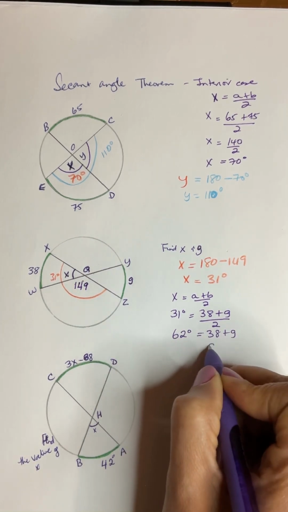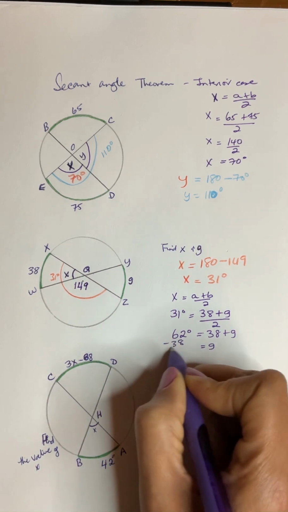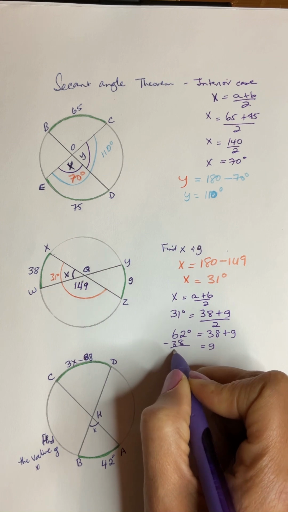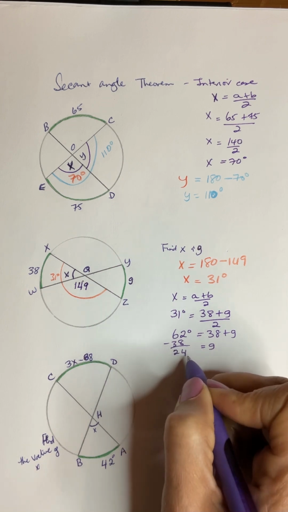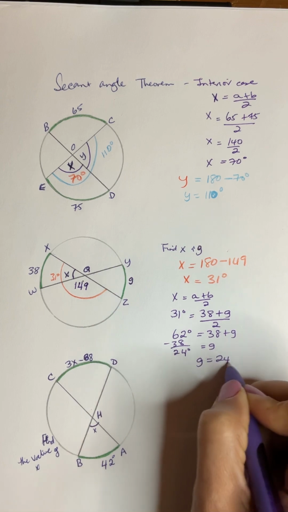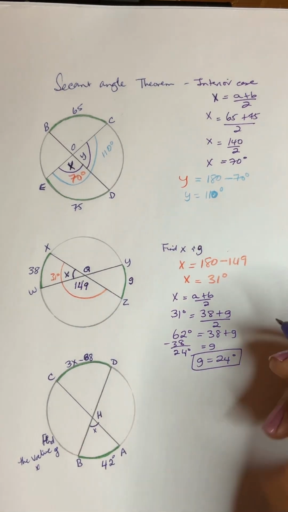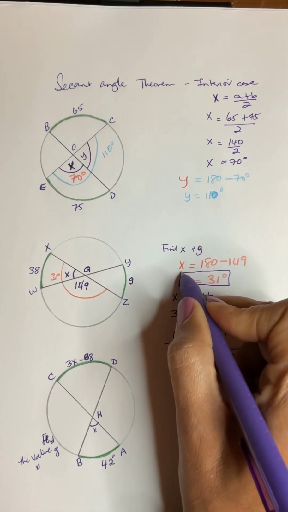We have to get g by itself, so we're going to minus 38 over here. So this is going to give you 24 degrees. All right, so g is equal to 24 degrees. All right, that's what we have for that. And we know that x is equal to 31 degrees.